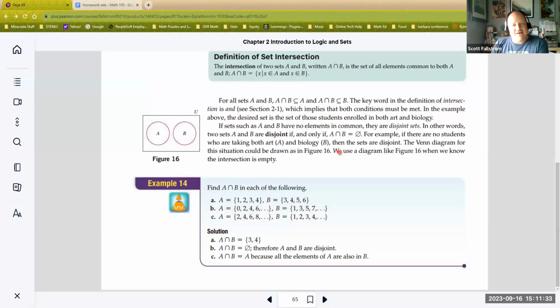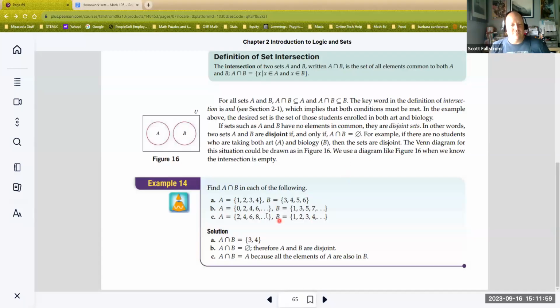If there is nothing in between them and nothing in common, we tend to write a diagram or a picture where the two are completely separate because there's nothing between them. And that would mean the intersection is the empty set. Sometimes we call this disjoint. And you can kind of picture that. If they were joined, they'd have something in common. If they are disjoint, they do not have anything in common.